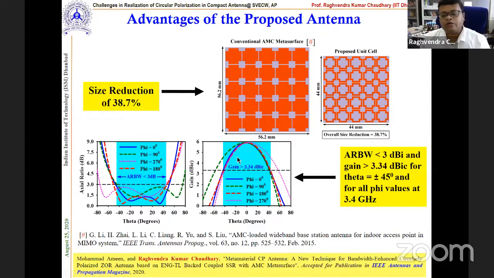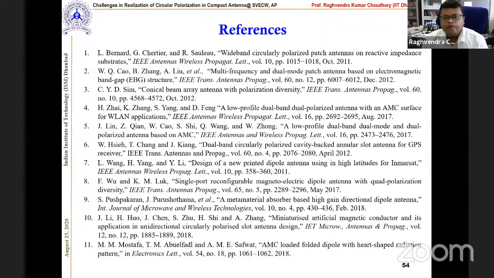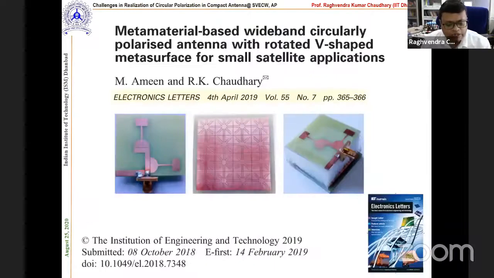So this is very important work, you can say, for space applications. And the same work we are already doing for ISRO, actually, the same kind of requirements for them. So these are the references, actually. Now, I have given the overall idea of how you can incorporate the CP property.